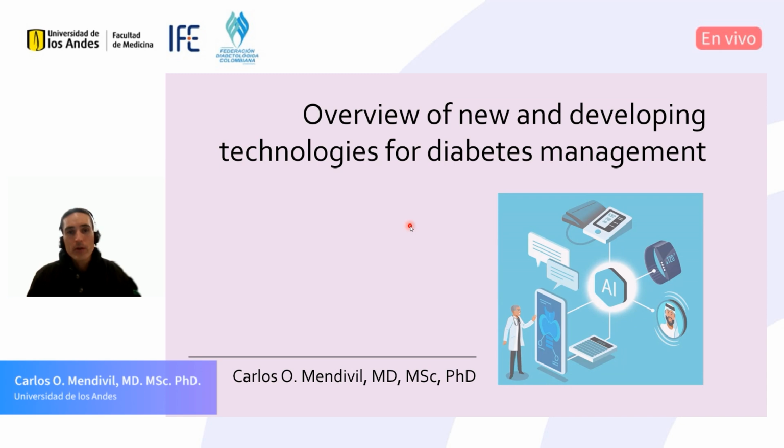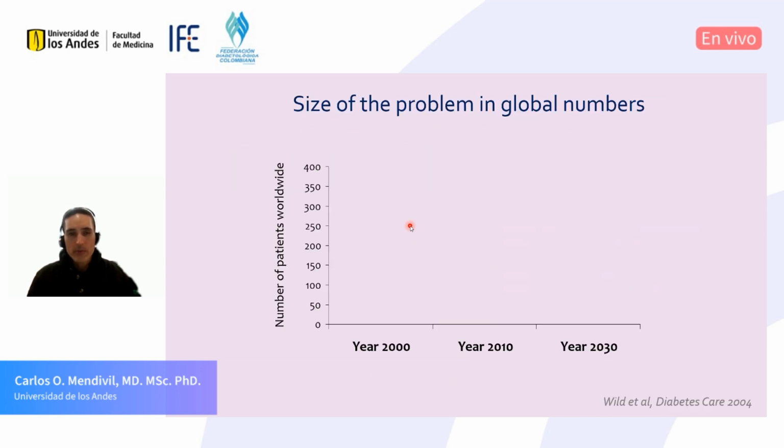Hi, everybody. We're going to talk initially about an overview of the new and developing technologies for diabetes management, especially those that involve connection, Internet of Things, and artificial intelligence. So, this is going to be a very brief summary, but we hope it will be useful for you.